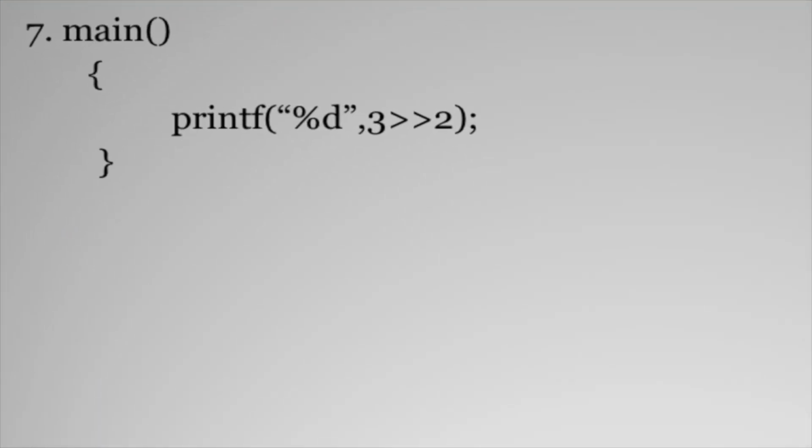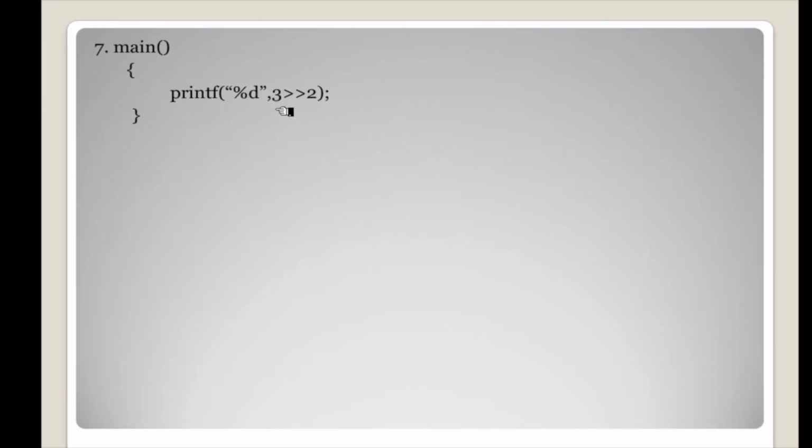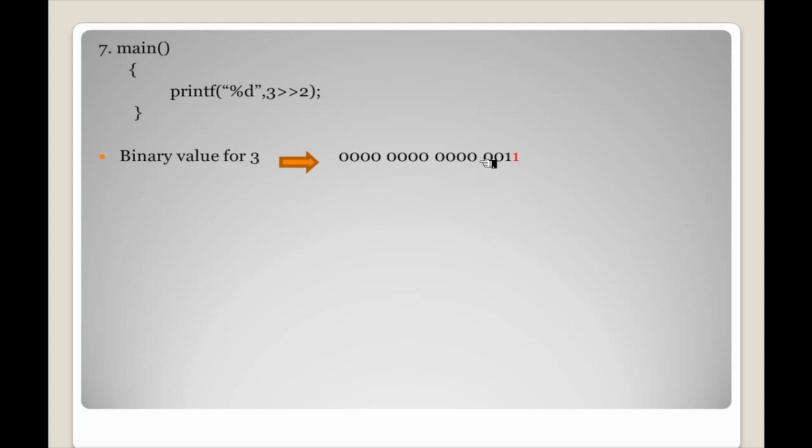Let's look into the next question. Here again, a bitwise operator is used, that is a right shift operator, and here the value of 3 should be converted into binary again because it comes with the bitwise operator. Binary value for 3 is 0, 0, 1, 1, and here totally we will do 2 shifts to the right hand side. During the first shift, the bit from the first position will be moved out.